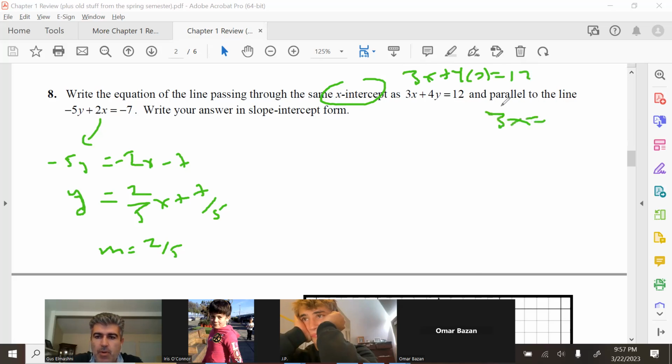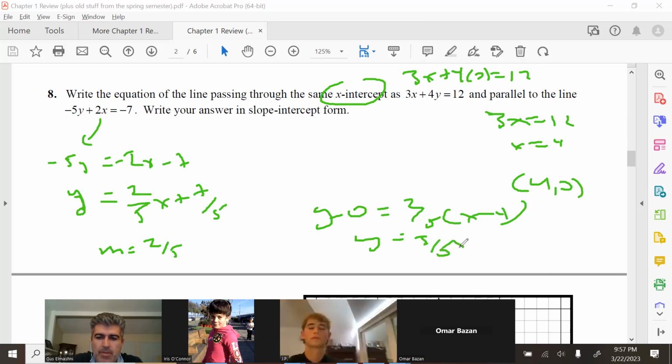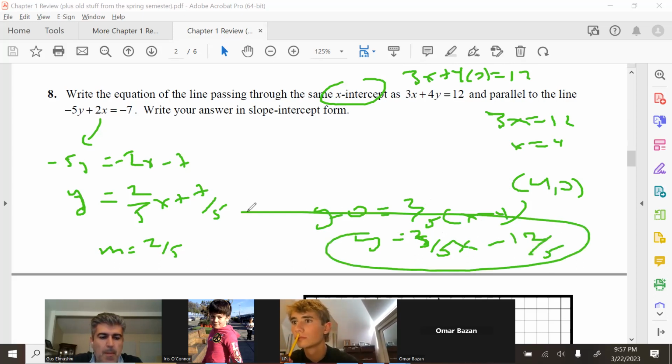3x equals 12, x is 4. So (4, 0) is a point on the line. So you could start with point-slope form, and then just get it into slope-intercept form, 2/5 x minus 8/5. And there you go. That's your answer. That's all. Does that make sense, Iris? Yeah. Yep.